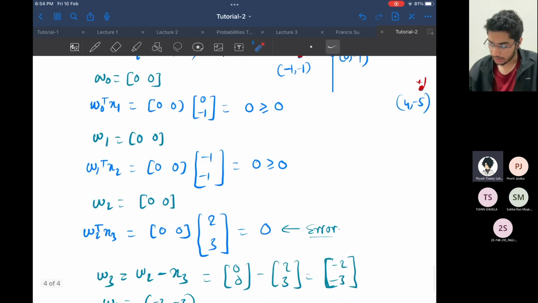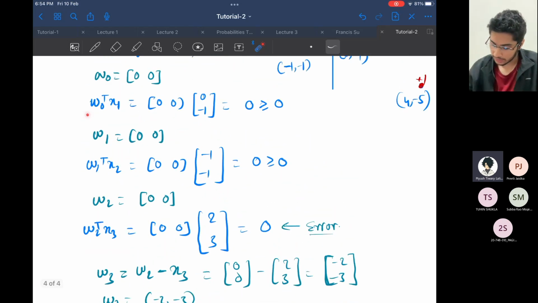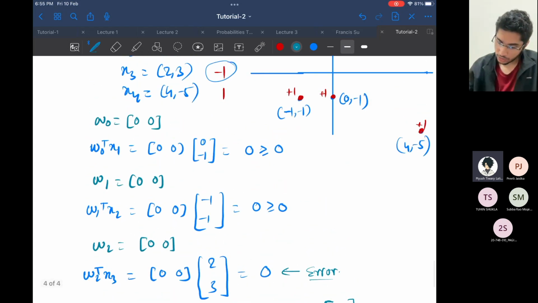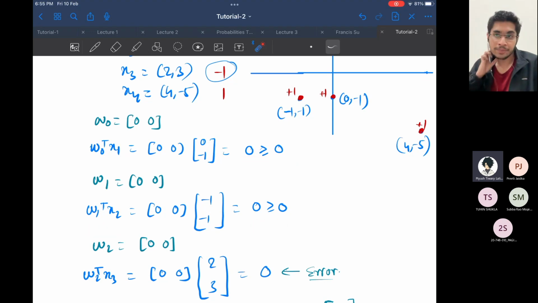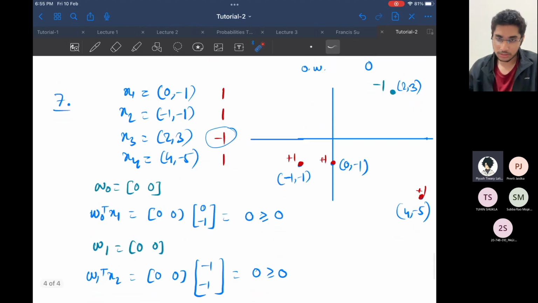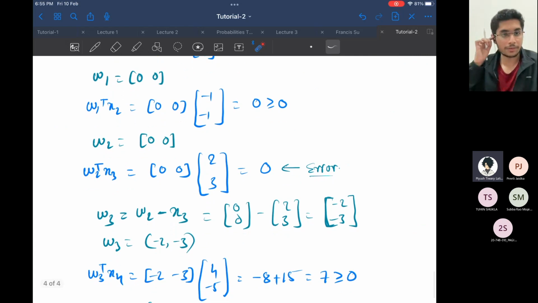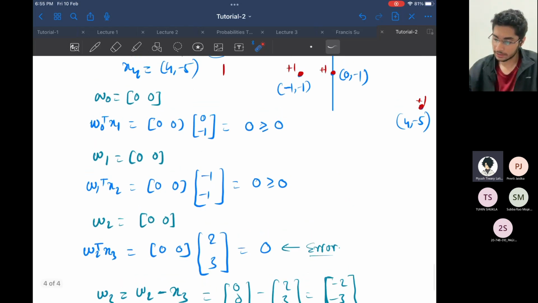Now you can further check. You will again go to x1. Since there is no update here, W4 will be as it is, minus 2, minus 3. Now you will again go to x1, and with this new w, you will check whether w4 transpose x1 satisfies this condition or not. Similarly for x2 and so on. Now all of these conditions will be satisfied. What it means is that you have learned a classifier which perfectly separates these points.